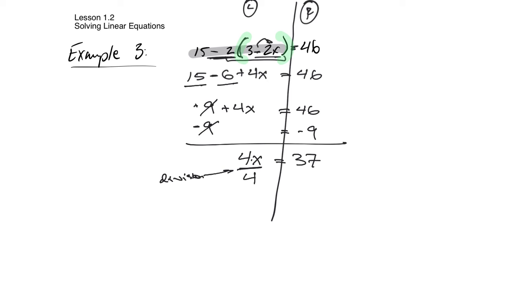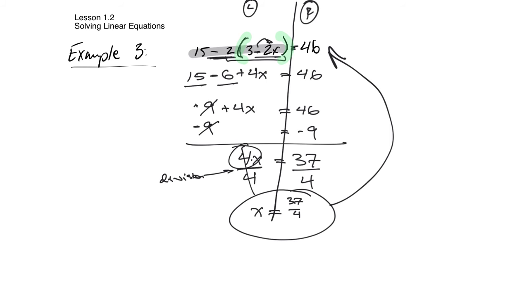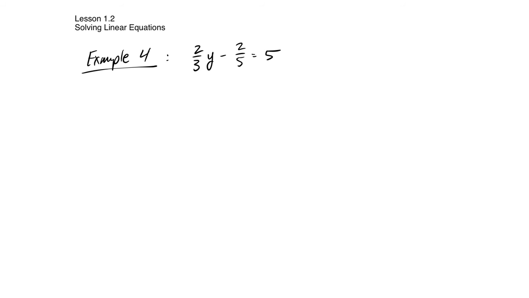4 times x, so I divide by the number that's being multiplied. And I have to do it to both sides. 4 divided by 4 is 1, so I have x equals 37 over 4. I can't reduce that. It's an improper fraction, and that is a proper answer or solution to this original equation. Example 4, write this down.